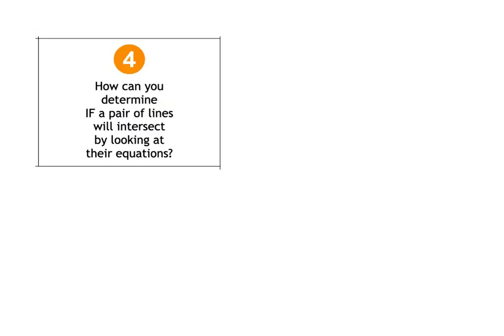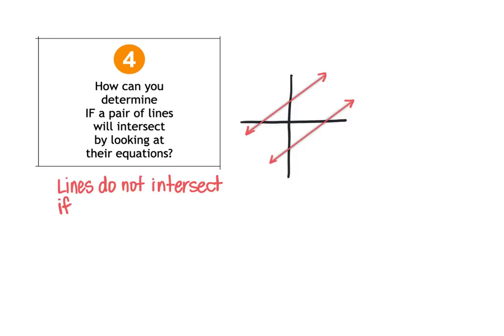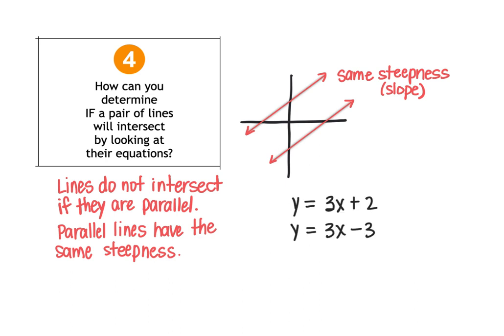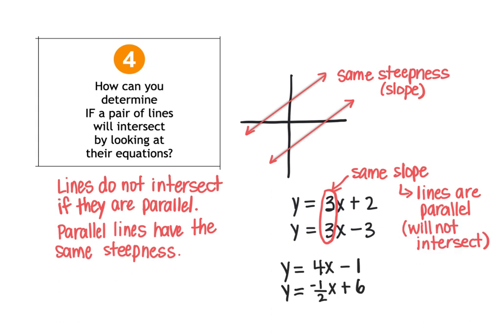Question number 4 asks us how we can determine if a pair of lines will intersect by looking at their equations. The only time that lines would not intersect is if they happen to be parallel. And we know that parallel lines are going to have the same steepness or the same slope. So if we look at a pair of equations for lines and we see that they have the same slope, then we know that those lines will not intersect. But in all other cases, the lines are going to intersect somewhere.